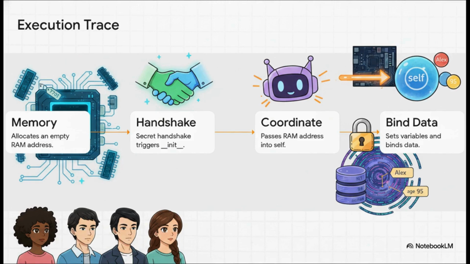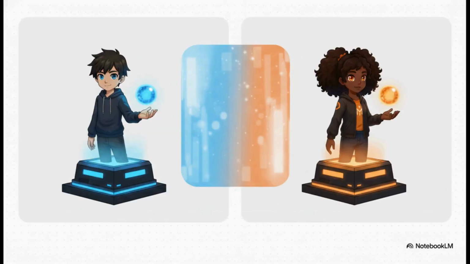Finally, step 4, binding data. Inside init, Python goes to address 7701, creates those variables, and locks in the data. And honestly, this is exactly why we need self.